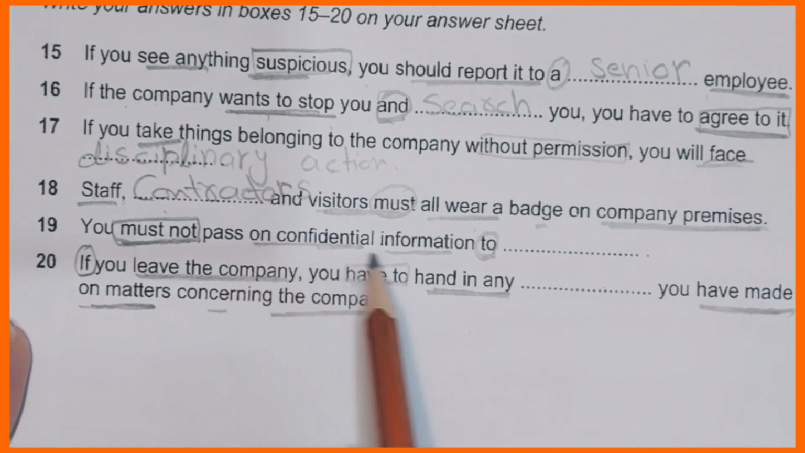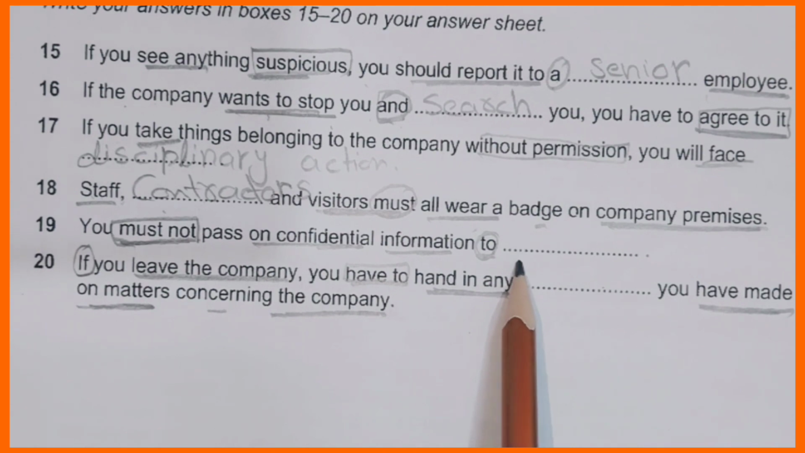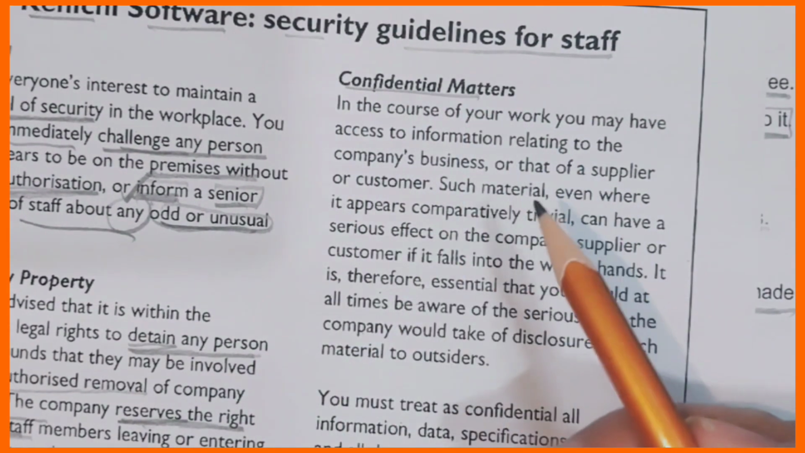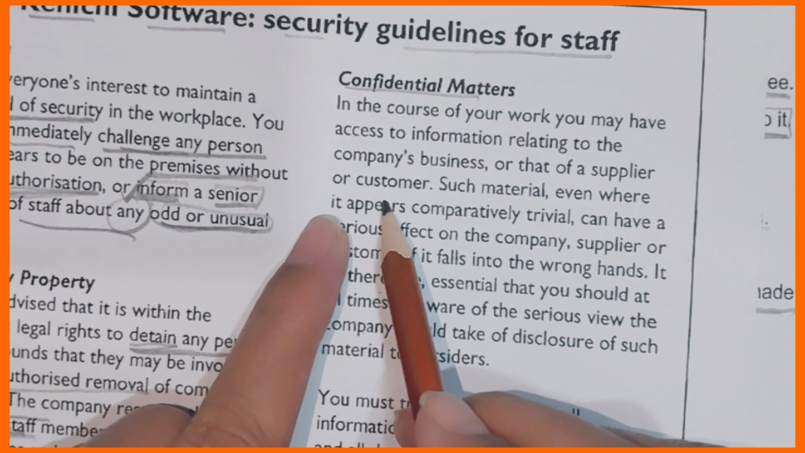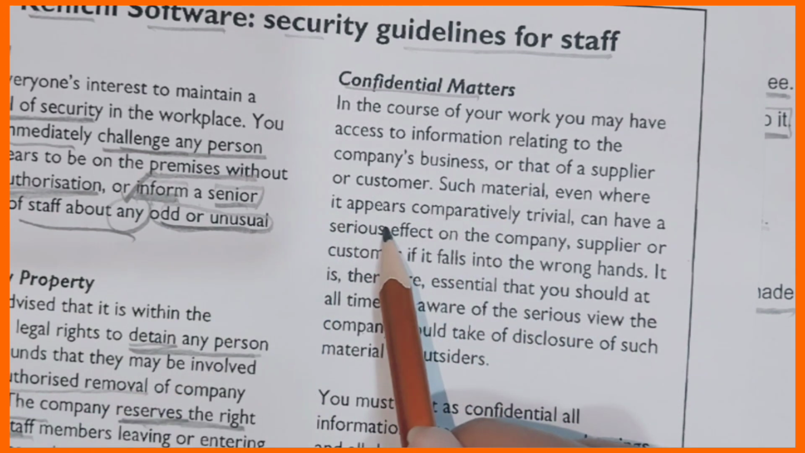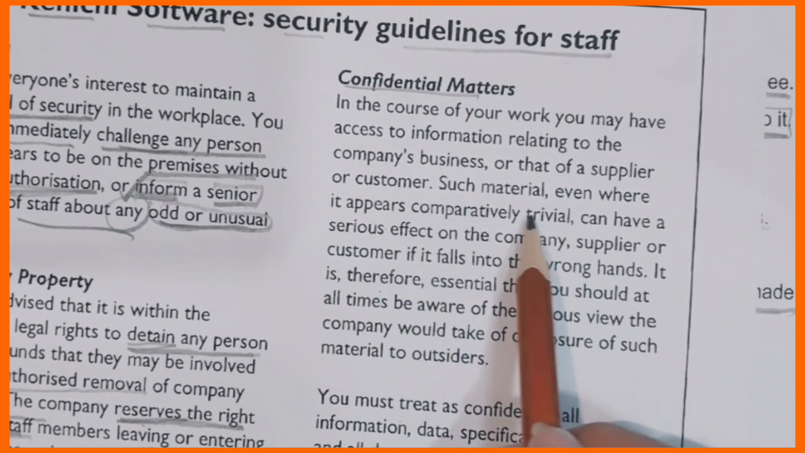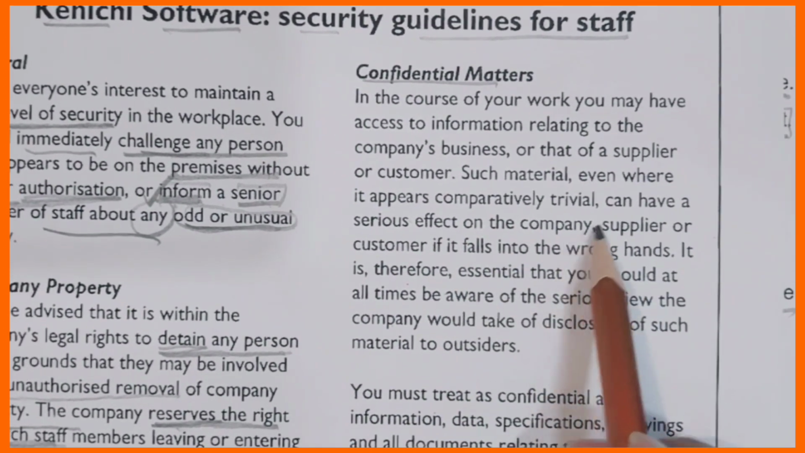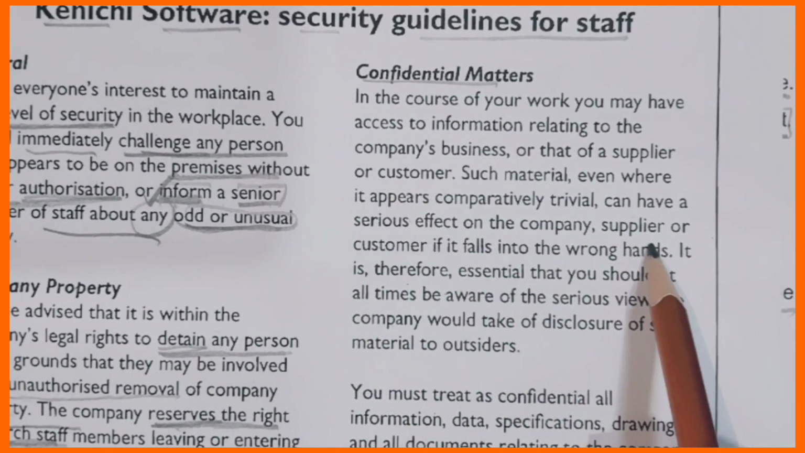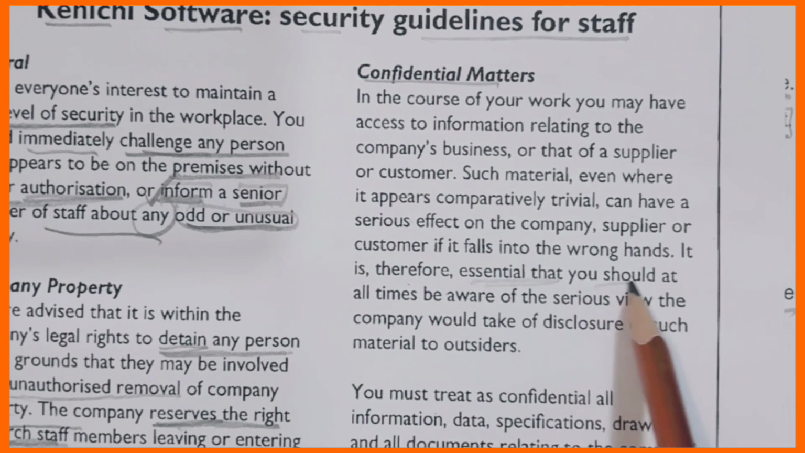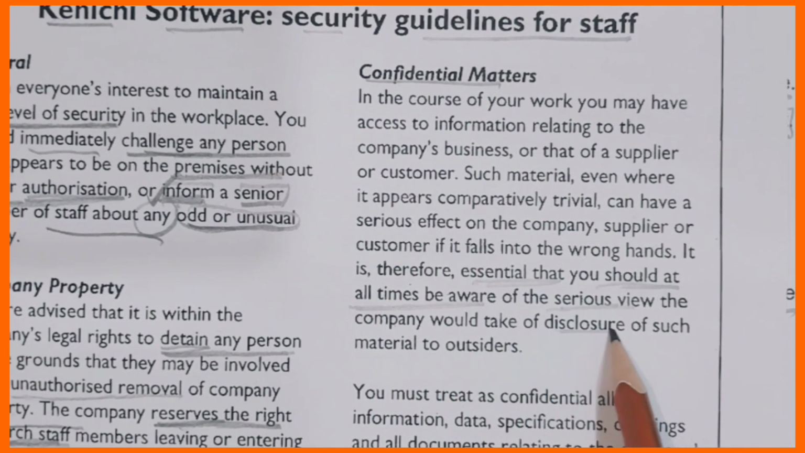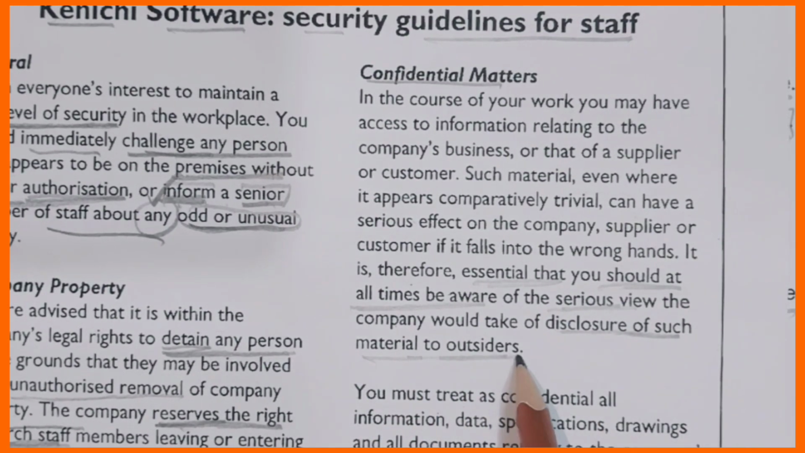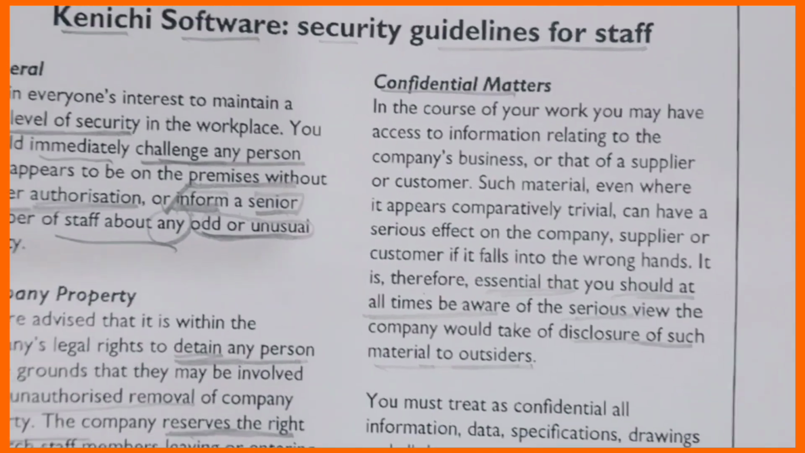You must not pass on confidential information to dash. So there is information that is very confidential. Then you can see here confidential matters. In the course of your work you may have access to information relating to the company's business, or that of a supplier or customer. Such material, even if it appears comparatively trivial, can have a serious effect on the company, supplier, or customer if it falls into the wrong hands. It is therefore essential that you should at all times be aware of the serious view the company would take of disclosure of such materials to outsiders. So the company will take it seriously if you disclose any company material to outsiders.